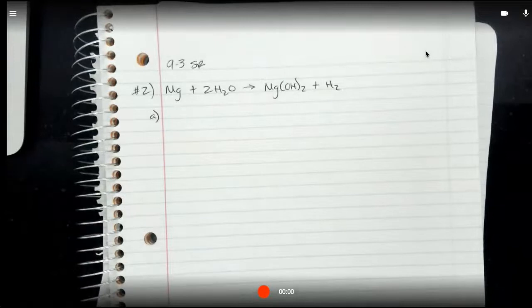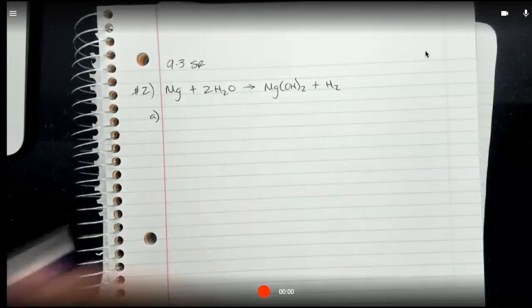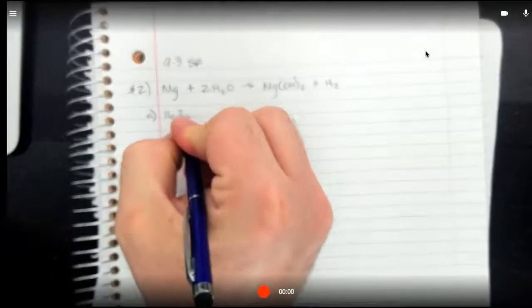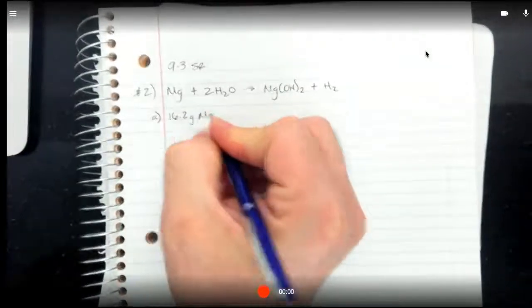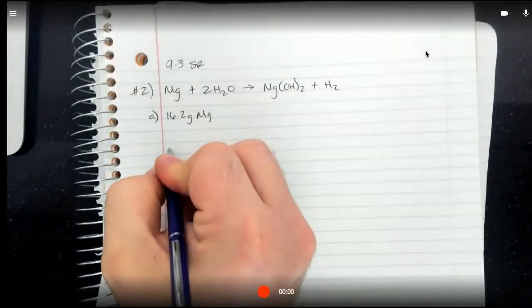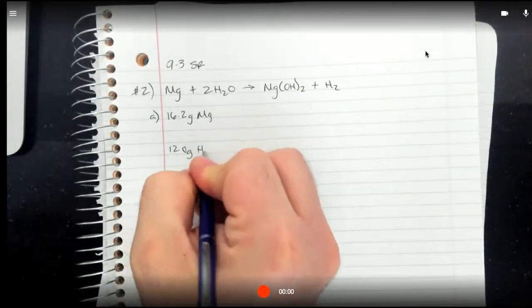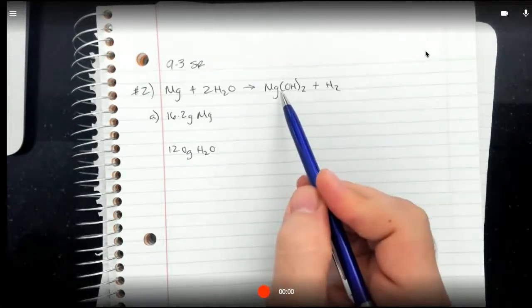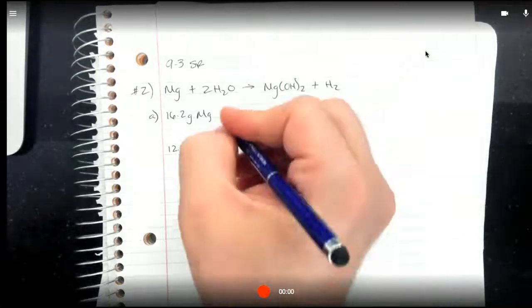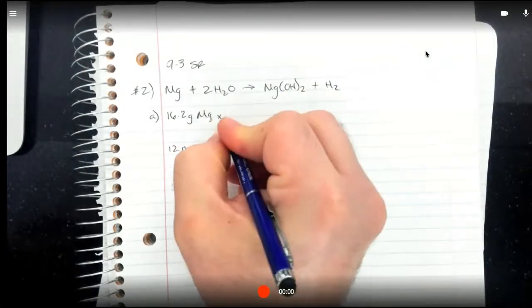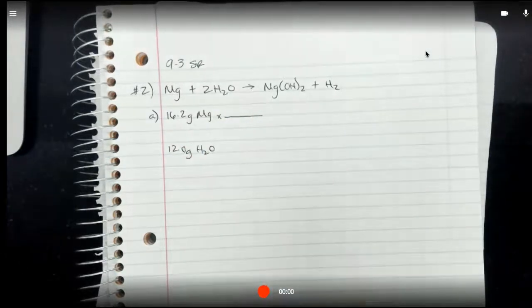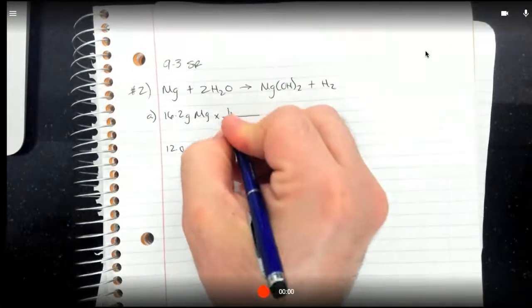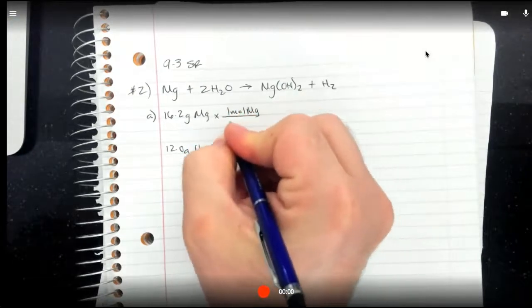So for A here, remember if you're given two reactant values, it's going to be a limiting reactant type problem. So we have 16.2 grams of magnesium and 12.0 grams of steam. We need to do a comparison between these two reactants, and we'll go to this first product to see which value is smaller. The smaller value will indicate our limiting reactant. So first we need to go from grams into moles. Remember that mole is our universal converter.